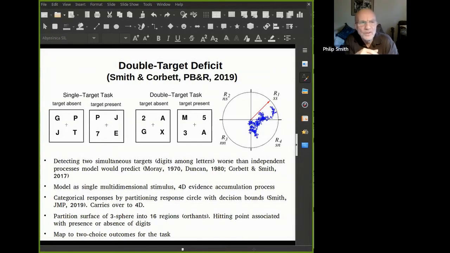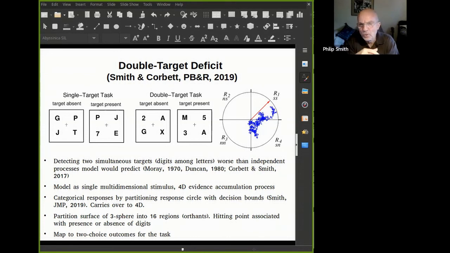Well, we use this kind of model to model decisions in the double target deficit task. The double target deficit is one of those deep fundamental findings in cognitive psychology: the finding that if you have a pair of target stimuli, both of which have to be detected, which are presented simultaneously, your performance is surprisingly worse than would be predicted by an independent detector model of any kind.